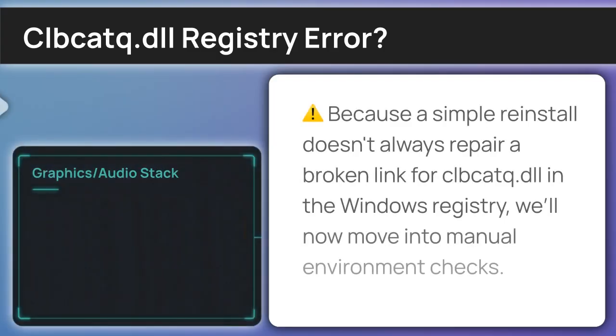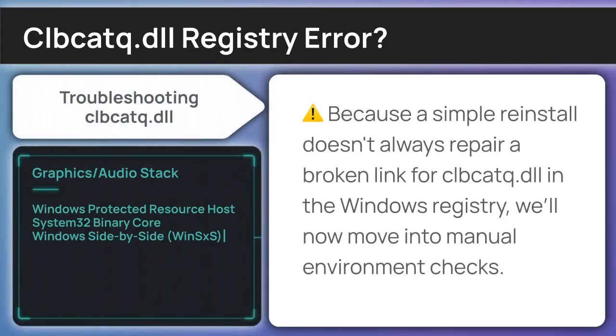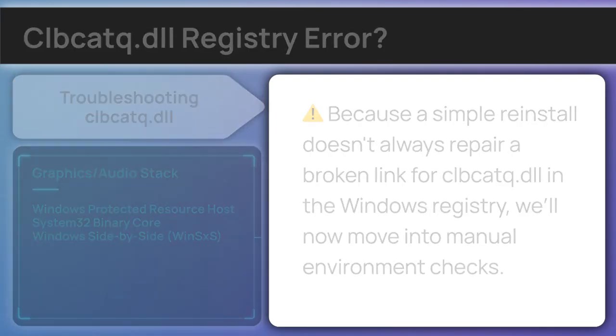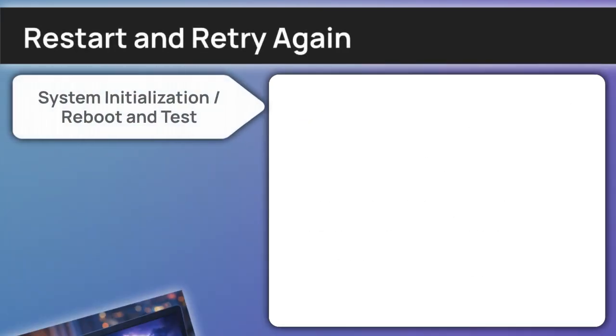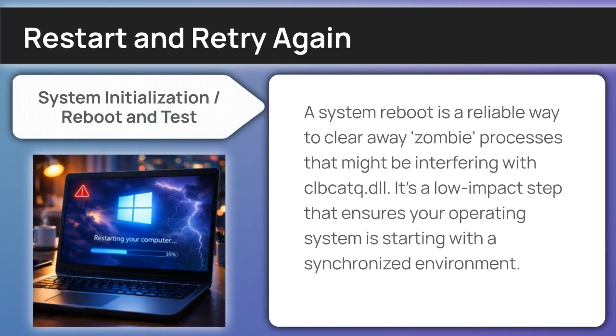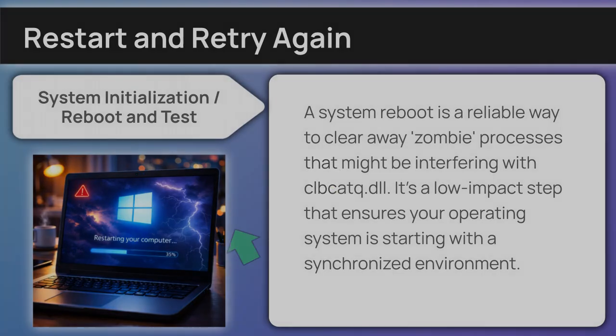If a standard reinstallation doesn't restore the library, we need to verify if the system environment is properly recognizing the new components. Performing a restart can determine if the error is just a transient environment glitch. A reboot refreshes your system's path variables and can sometimes re-establish a broken link to the Clbcatq.dll file.